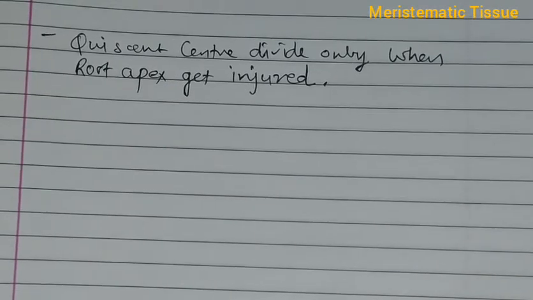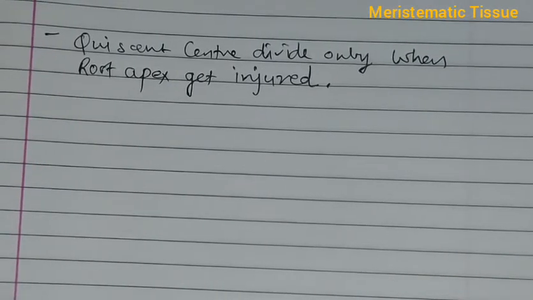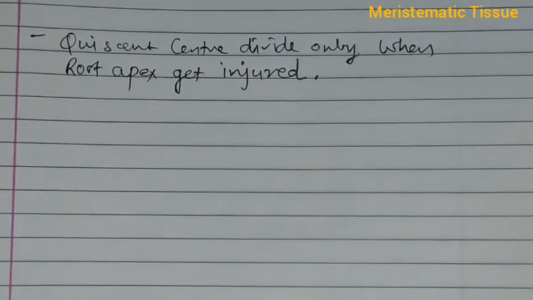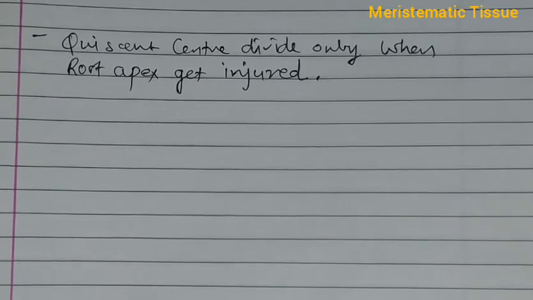So dear students, till now in this lecture we have discussed the meristematic tissue, types of meristems, types of meristematic tissue, and their different theories which are related to the root apex and shoot apex organization. That is all over in this lecture. Now from the next lecture we will start with the permanent tissue.